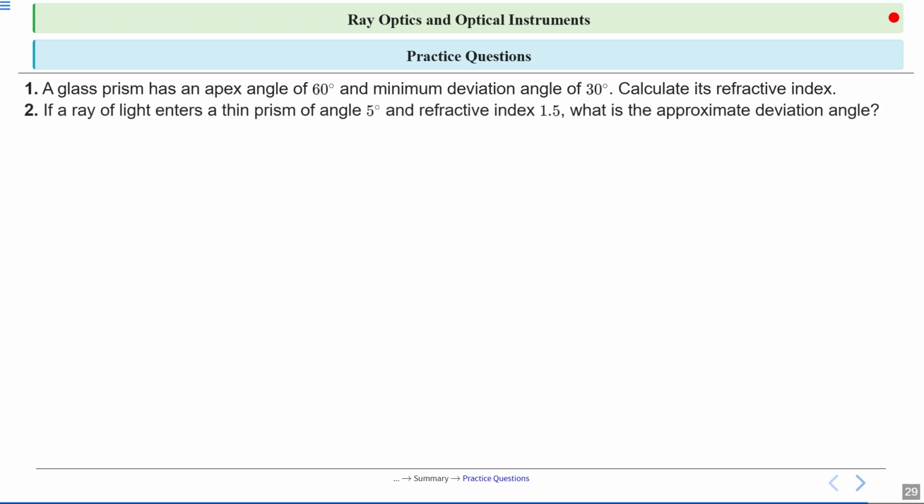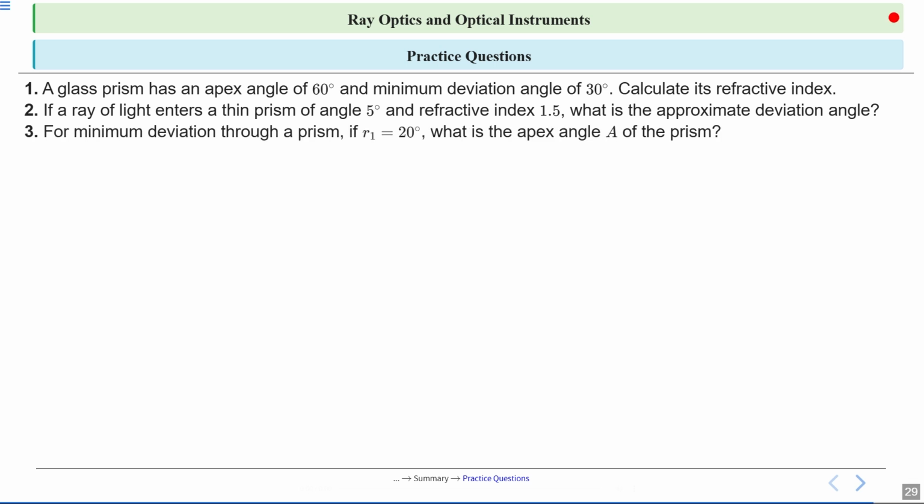Here we are looking at a thin prism with a small angle and a known refractive index. The task is to find the approximate deviation angle. This is a great example of how the refractive index and prism angle work together to affect the path of light.